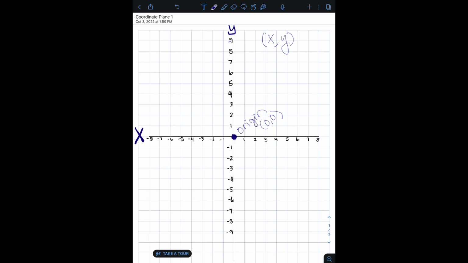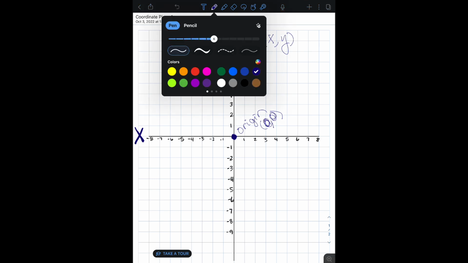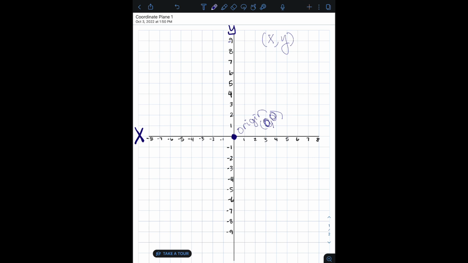Okay, if you forget that, just think about the alphabet, W, X, Y, Z. So x comes first. Okay, so at the origin, we have our x at 0 and then our y also at 0. And let's go ahead and just plot a few of these. That way you know how to write your coordinate. All right, so let's do one right here. We will do one right here, one right here, and then one right here.